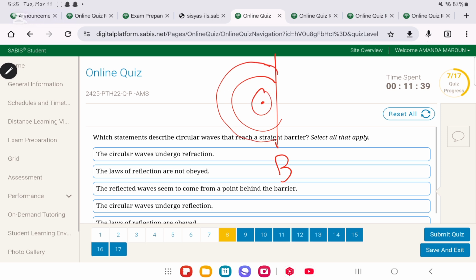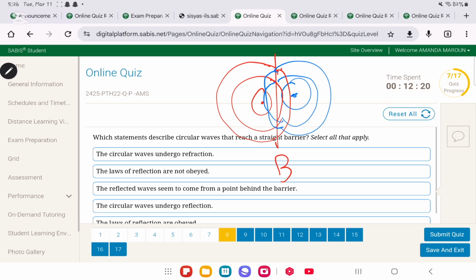Okay, let's say it's like this, the wave. Then the rest of the wave are gonna come back like a reflection, like this. Okay, they are gonna continue it. But what it seems like, okay, is that there is a point behind the barrier that is causing these waves to form. So what they're trying to say is it will complete and it will be looking something like this.